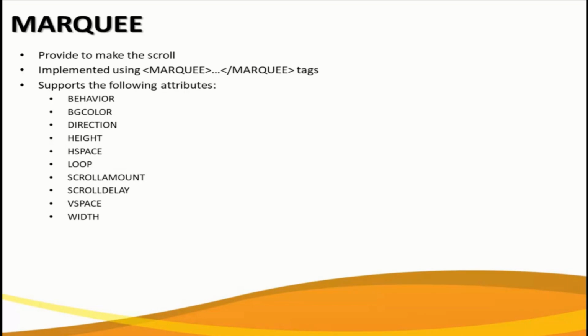HTML provides you with the Marquee element to scroll the text on a web page. It is implemented by using the Marquee opening and closing tag. It supports the following attributes: behavior, bgcolor, direction, height, hspace, loop, scrollamount, scrolldelay, vspace and width. In the next slide, we will look at each of these attributes in detail.